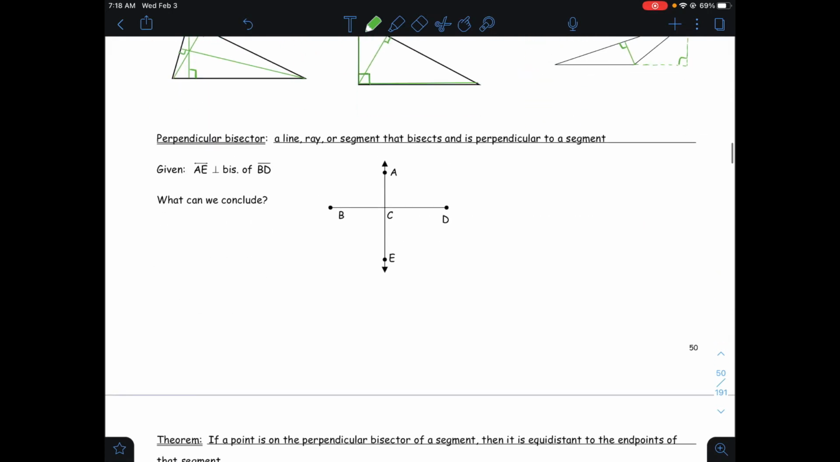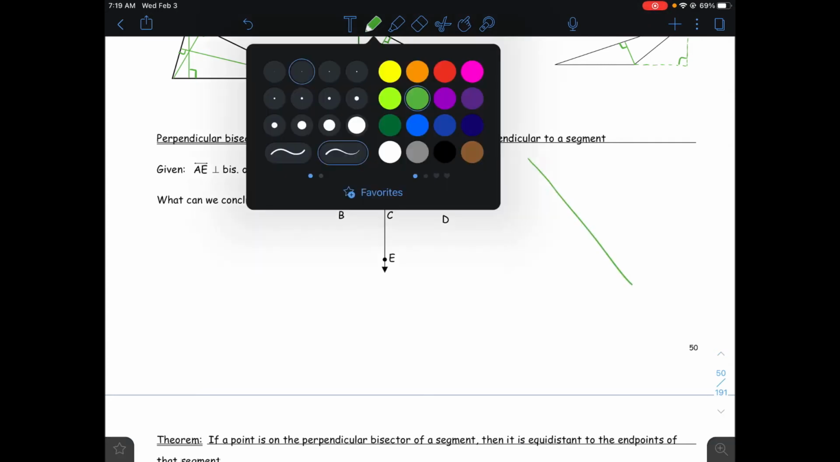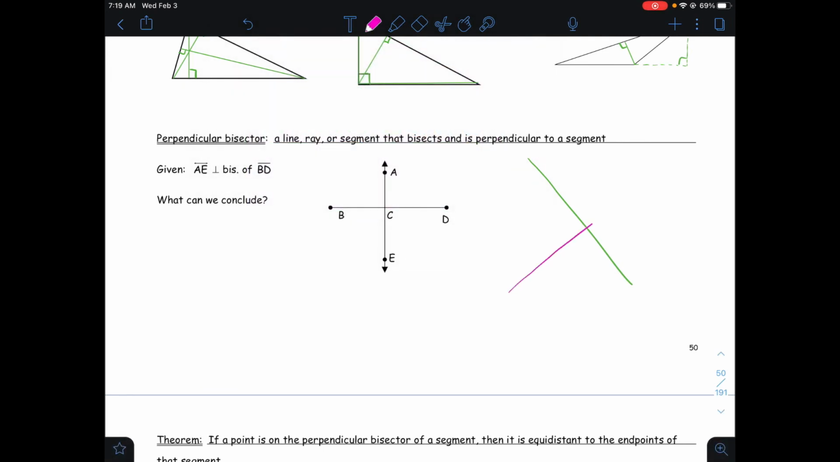All right. So now we have perpendicular bisector. This is a line or a segment that bisects and is perpendicular to a segment. We've talked about bisectors before. If I were to say this pink line bisects the green line, that would mean that these two sides of the green line would be congruent. However, we haven't talked about it being perpendicular. So a perpendicular bisector is both. It is perpendicular and it bisects.